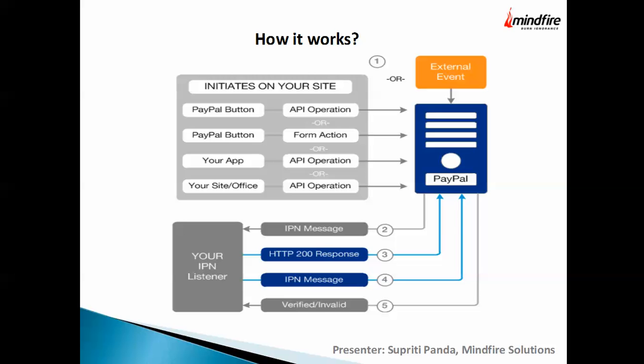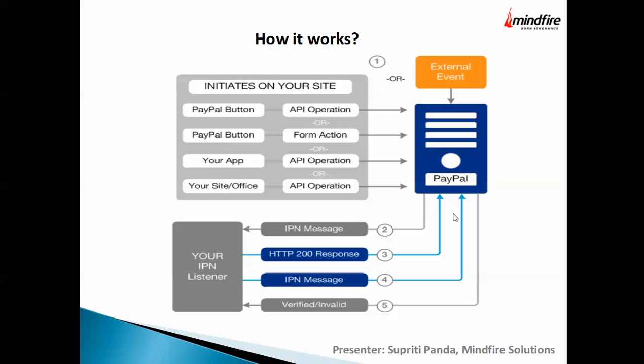Your listener gets it, and first it has to send a 200 response, which is a blank response, like an acknowledgement saying I got your IPN message. Once that is done, your listener also has to reframe the IPN message and send it back to PayPal. We should wonder why we need this fourth step. We already have all the details from PayPal, so why send it back again? It doesn't seem to make sense.